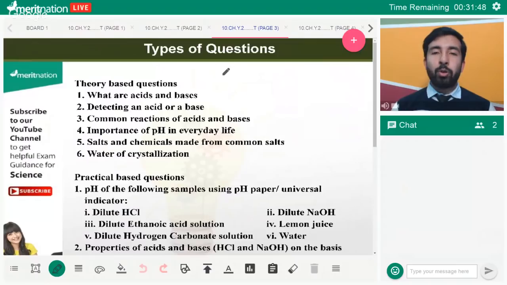Okay, Tushar, universal indicator is basically a mixture of various indicators which gives different ranges of colors on dipping into different solutions. Okay, so you have two types of questions as per your curriculum from the CBSE.